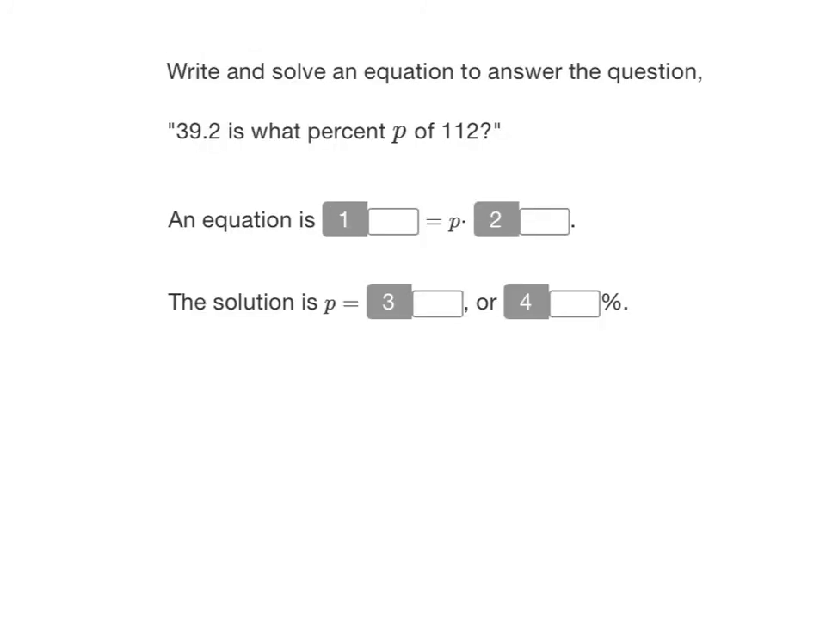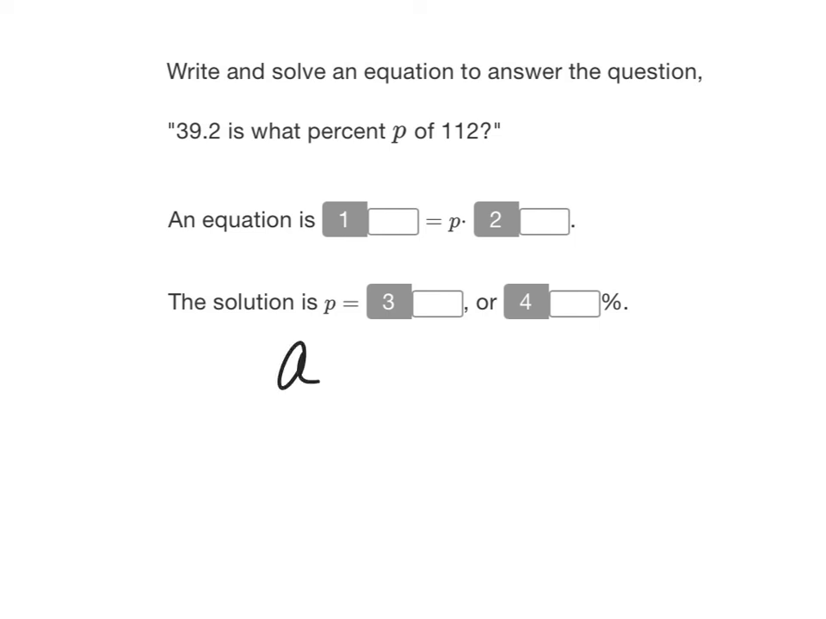Write and solve an equation to answer this question. 39.2 is what percent of P? All right, back to this one. Write and solve an equation to answer the question. 39.2 is what percent of 112?